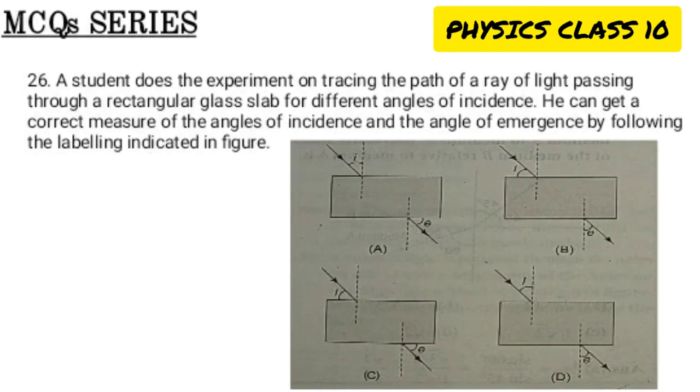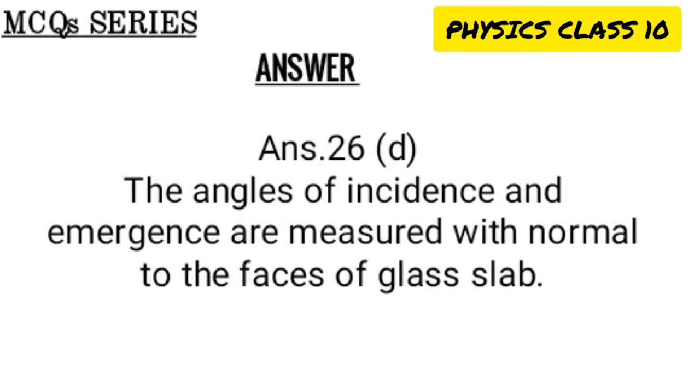Now question 26. A student does the experiment on tracing the path of a ray of light passing through a rectangular glass slab for different angles of incidence. He can get a correct measure of the angle of incidence and the angle of emergence by following the labeling indicated in the figure. Just observe the figure carefully and think about the answer. And for question 26, option D is correct.